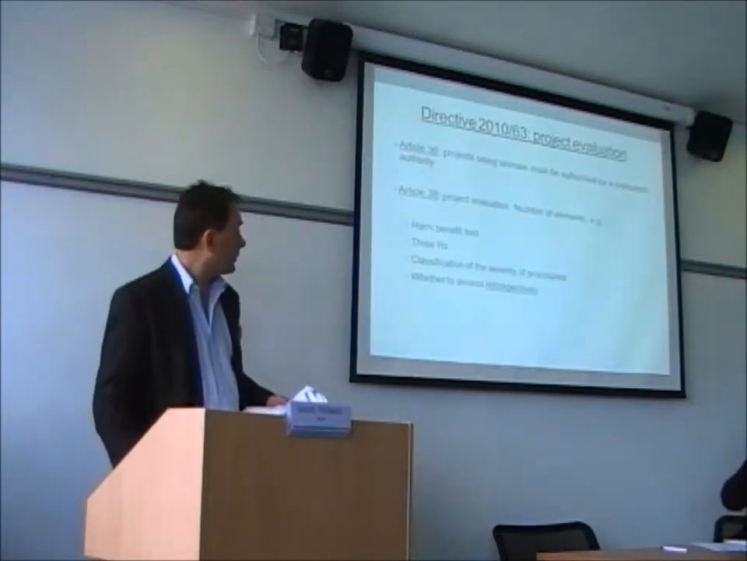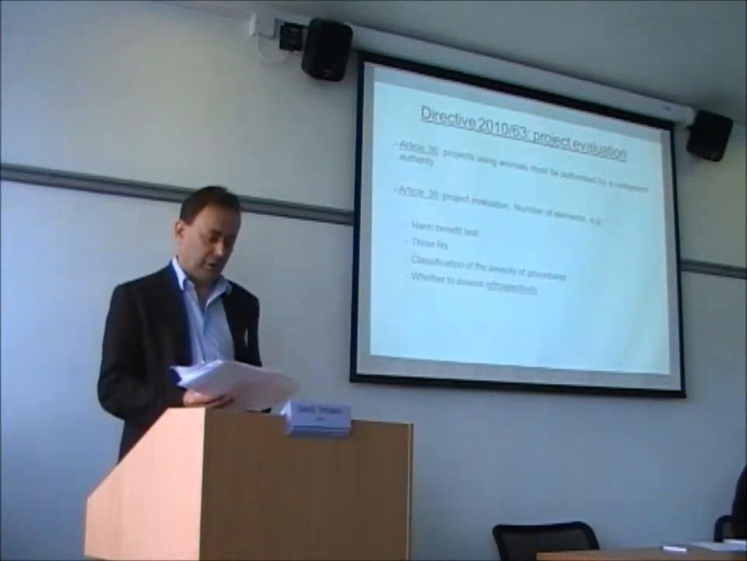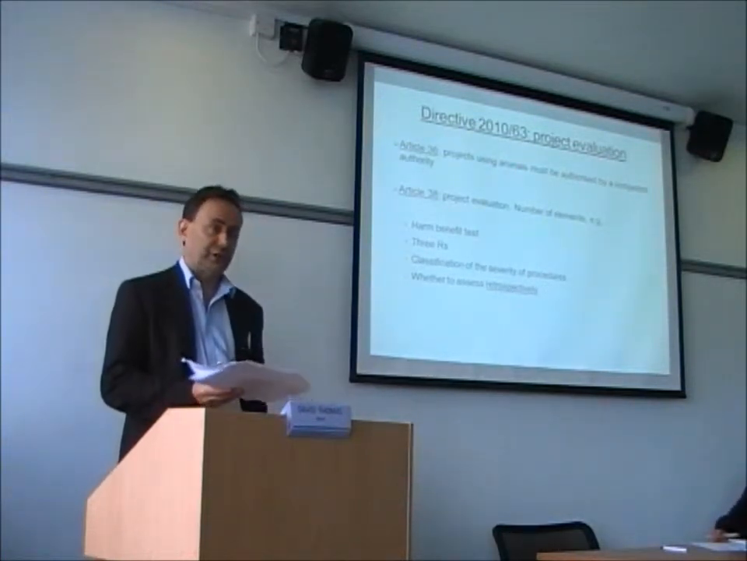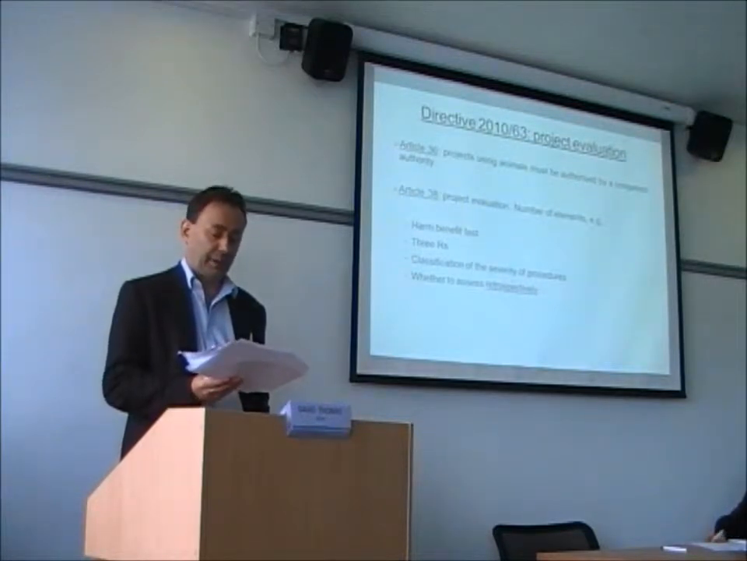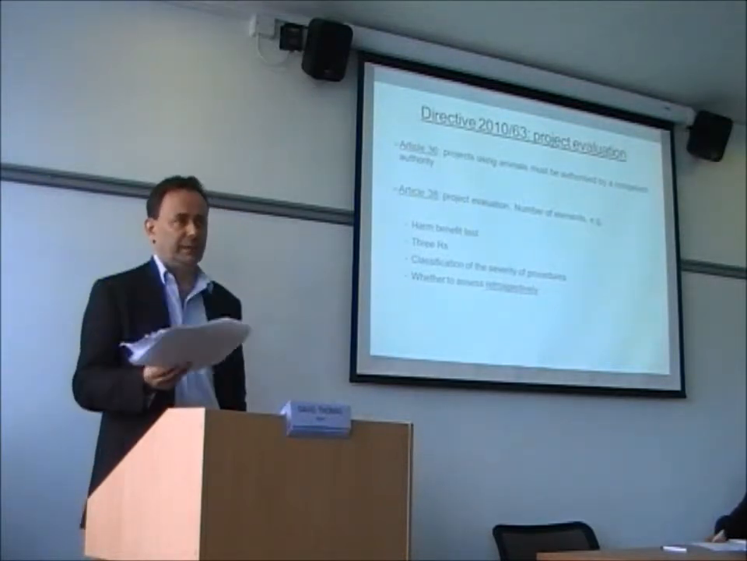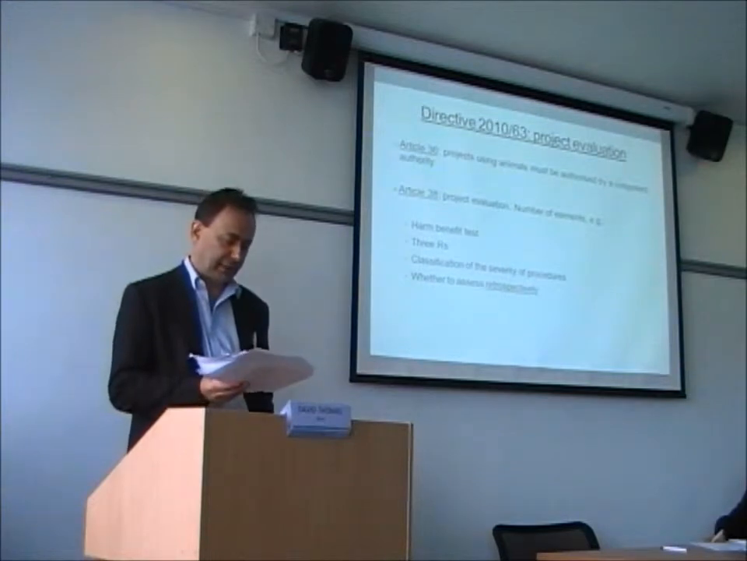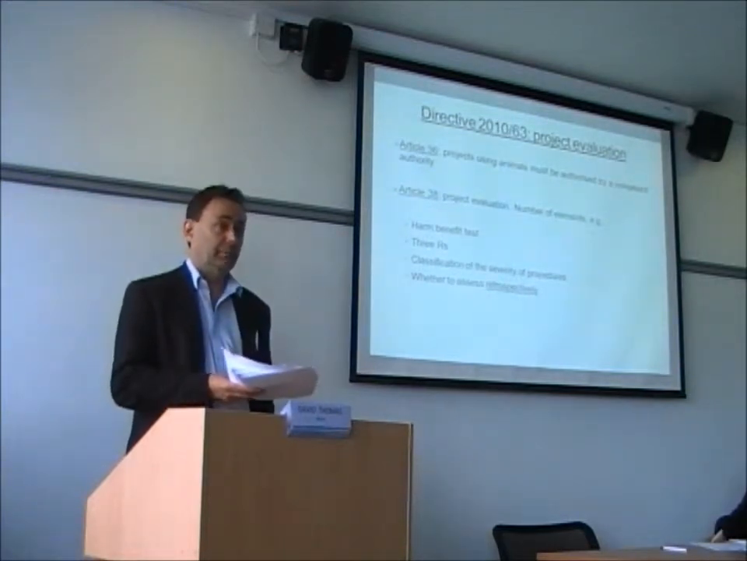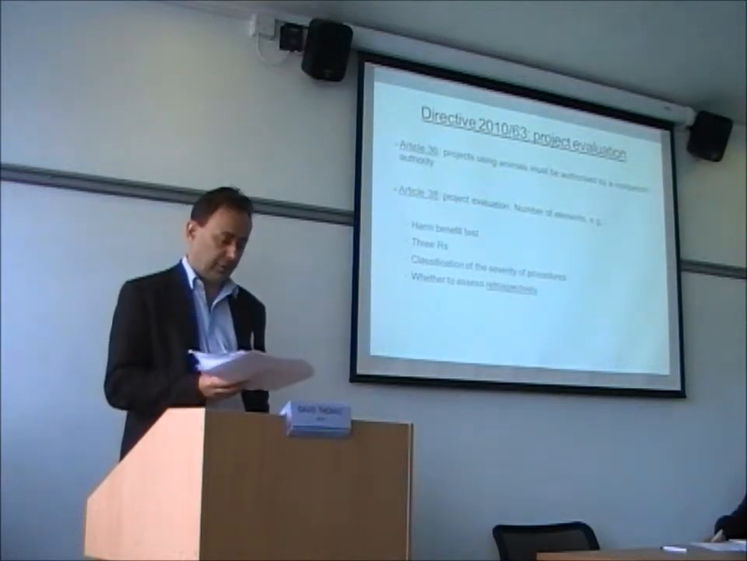So, onto the law itself. This is the new European Directive. Article 36 requires that projects using animals must be authorised by a competent authority. Competent authority simply means essentially a member state government. This is new. It's not new in the UK, but it's new for many of the EU countries.